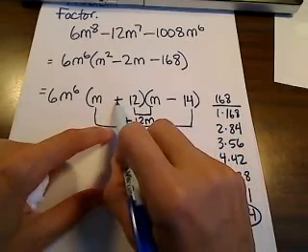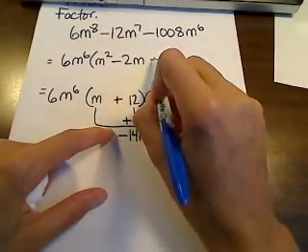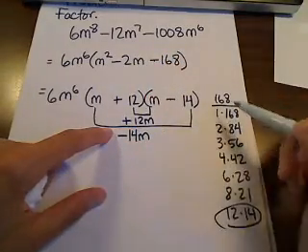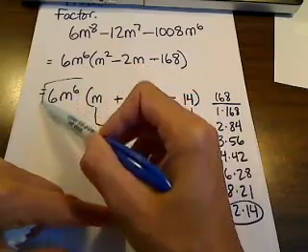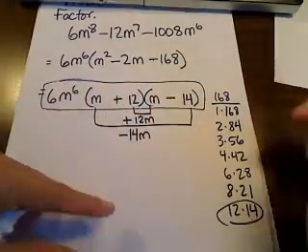And then if I check the last here, positive times negative is negative, and I know that 12 and 14 gives me 168. So that will actually work for this factorization. So this is your answer there.